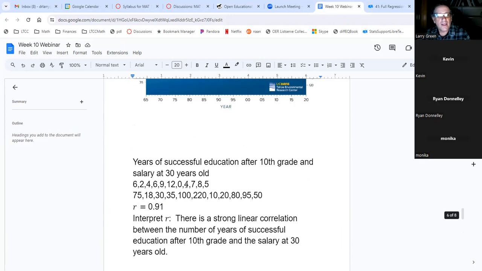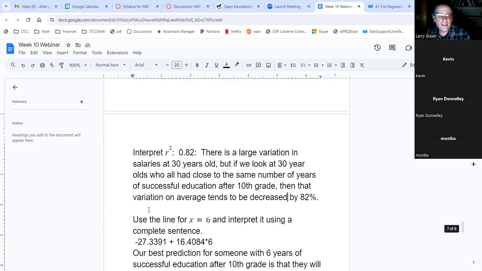Okay. I don't think I wrote it down here, but let's write this down. Y equals negative 27.3, I'll go 1 decimal, plus 16.4x. Okay, so when I put it in the calculator, that's what I got. I want to save some time. Hopefully you understand that using the calculator is not that hard.